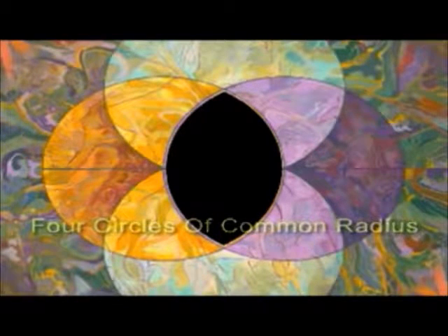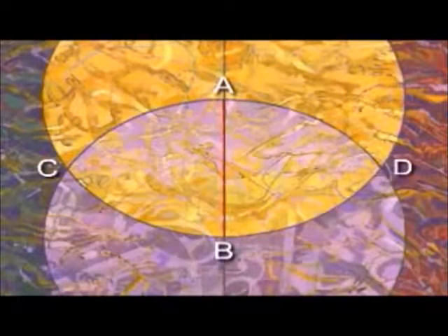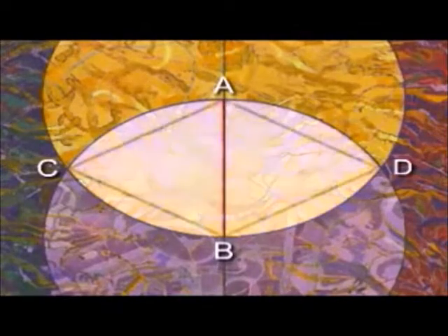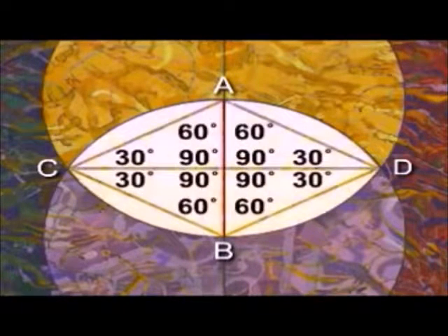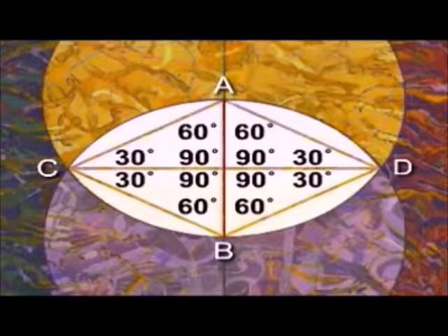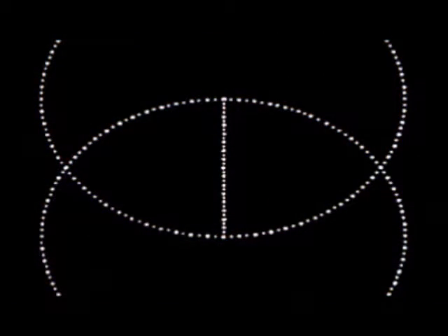One, two, three, four, five. Interesting. With the creation of those points C and D, we have within the Vesica Piscis a triangular situation. So we started with unity, we evolved into duality, and now we have an evolution to Trinity. This is the birthplace of trigonometry, an entire division of mathematics born in the Vesica Piscis.